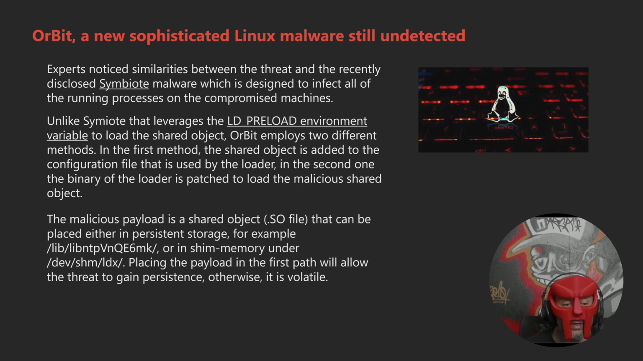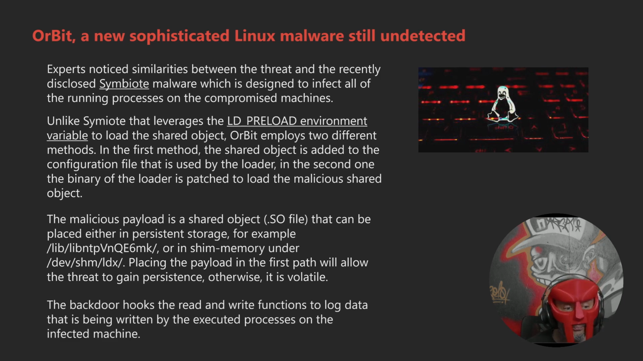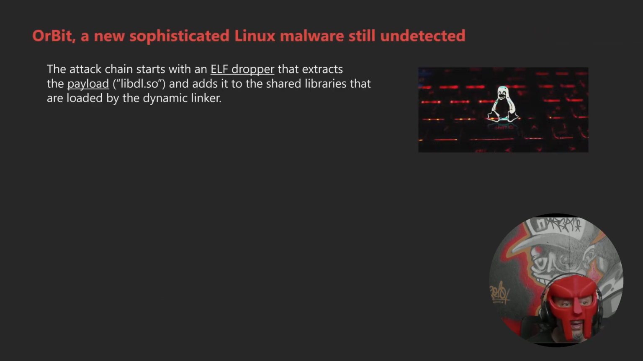The malicious payload is a shared object that can be placed either in persistent storage, for example, libntp vnqe6mk, or in shim memory under dev shim ldx. Placing the payload in the first path will allow the threat to gain persistence, otherwise it remains volatile. The backdoor hooks the read and write functions to log data that is being written by the executed processes on the infected machine. The attack chain starts with an ELF dropper that extracts the payload, libdlso, and adds it to the shared libraries that are loaded by the dynamic linker.